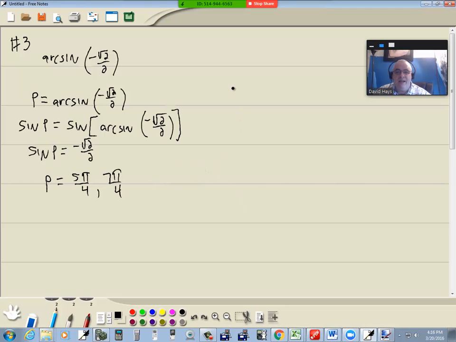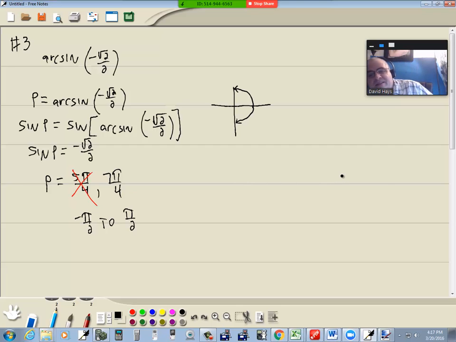But there's a problem with that. We have to look where arc sine is valid. And arc sine is valid only from negative pi over 2 to pi over 2. Which means that, first off, this 5 pi over 4 is not in there. So I can't use that. But 7 pi over 4, well, technically that's in that. But when we're looking from negative pi over 2 to pi over 2, 7 pi over 4 isn't between those two values.